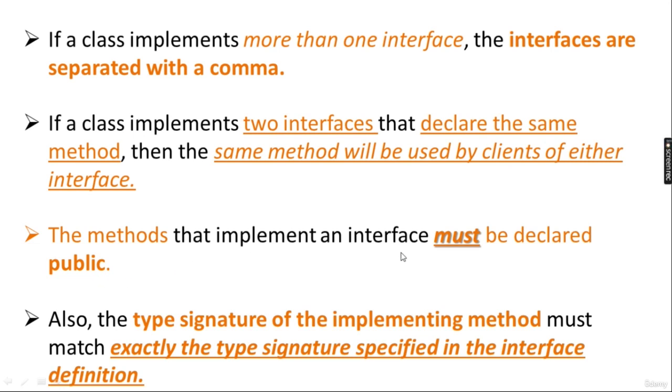The methods that implement an interface must be declared public. All those methods that implement that interface must be public. Also, the type signature of the implementing method must match exactly the type signature specified in the interface definition. Otherwise, it is not called an implemented or defined method. So this rule is very, very important. If the type signature in your interface is void show, and in your implementing class you write int show, that is not allowed.